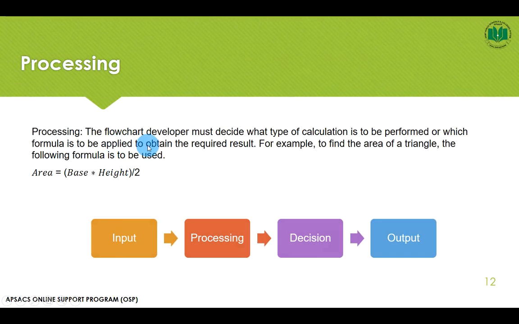Then processing. The flowchart developer must decide what type of calculation is to be performed or which formula is to be applied to obtain the required result. For example, to find out the area of a triangle, what to do? We just have to multiply the base with the height and then divide it by 2, and it will give us the area. So the output will be there if we apply this processing or this formula.